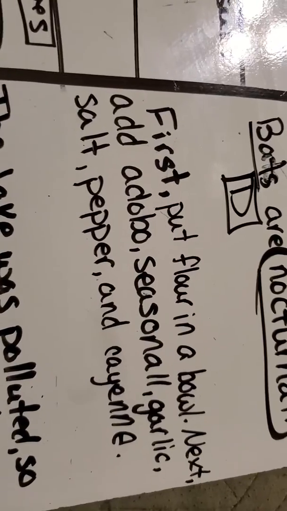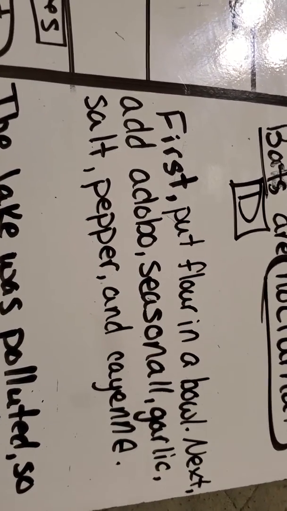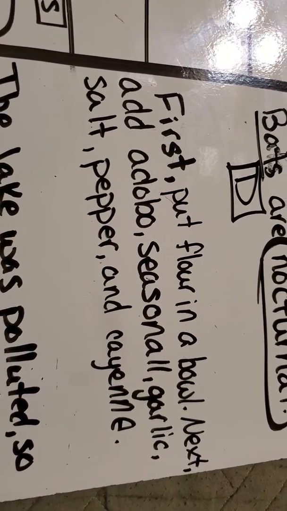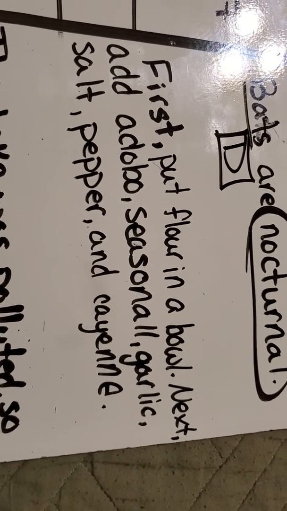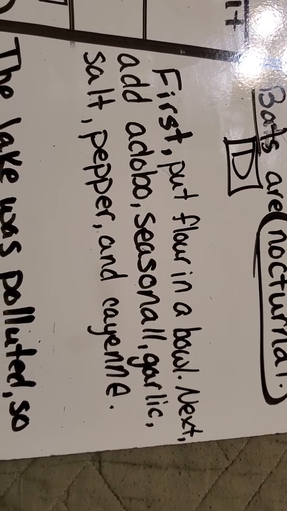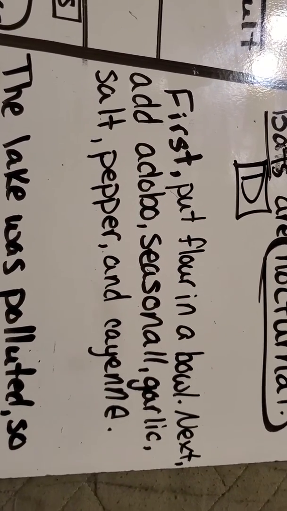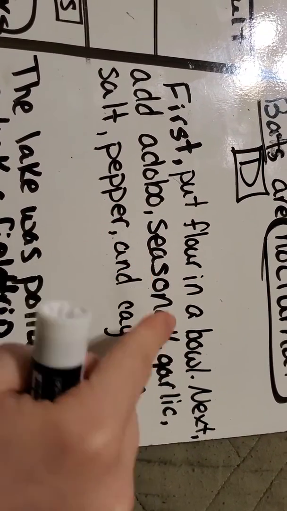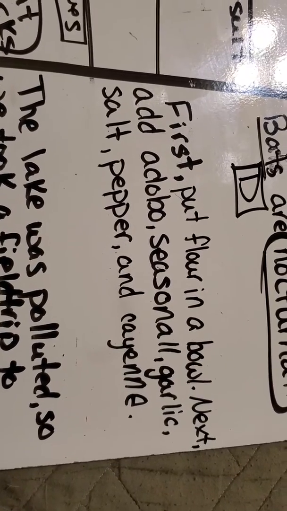First, put flour in a bowl. Next, add adobo, seasoning, garlic, salt, pepper, and cayenne. So, are we describing one thing? What would we be describing? Are we only talking about flour? Are we only talking about one thing here? Are we comparing anything? I know we've got flour, adobo, seasoning, garlic, salt, pepper, and cayenne. Are we comparing those things?